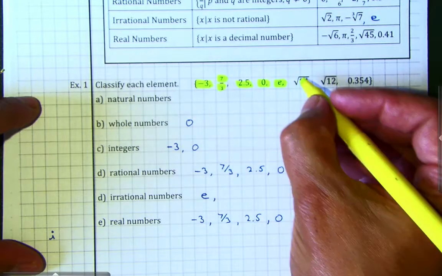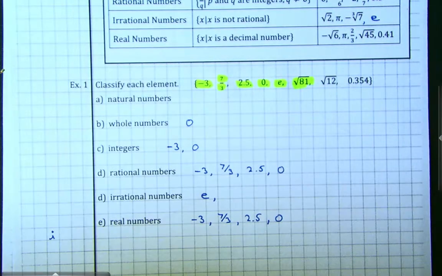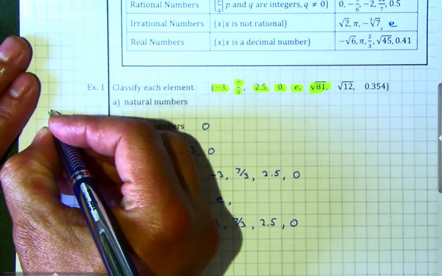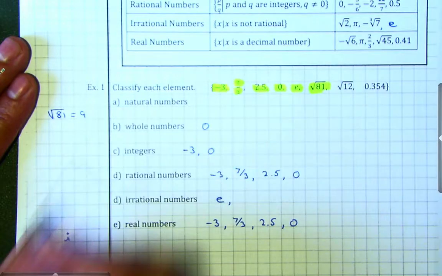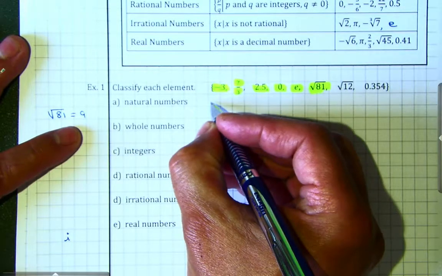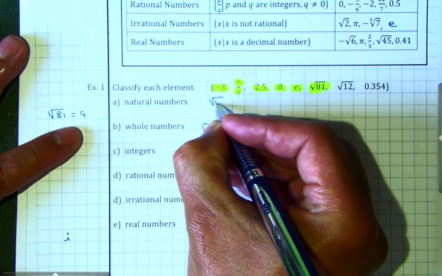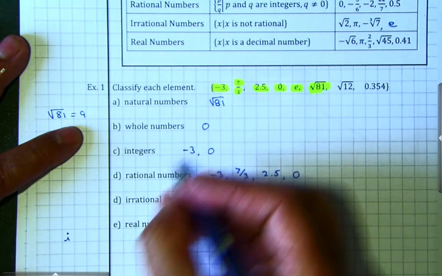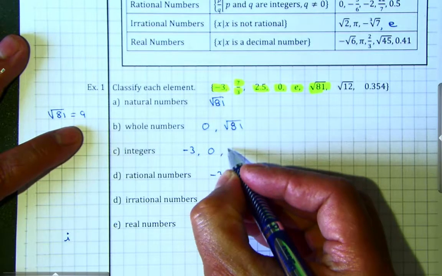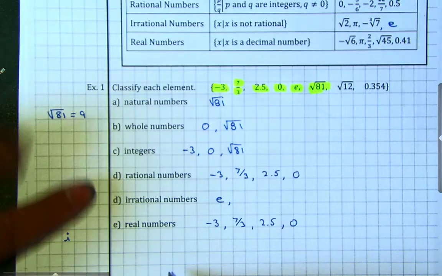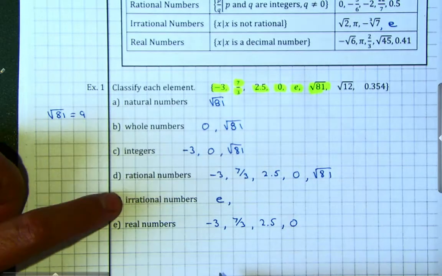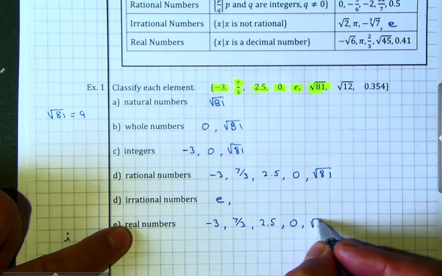Square root of 81. Square root of 81, we can simplify the square root of 81 as 9. So therefore, the square root of 81 is a natural number. Square root of 81 is also a whole number. It's also an integer. It's also a rational number. It's not irrational, but it is a real number.